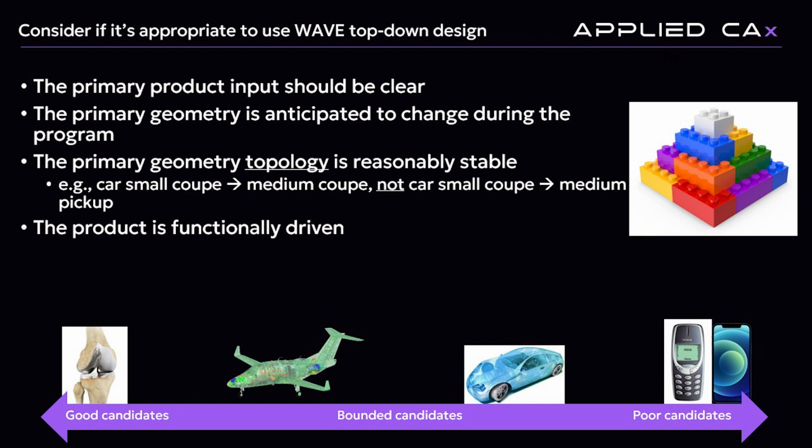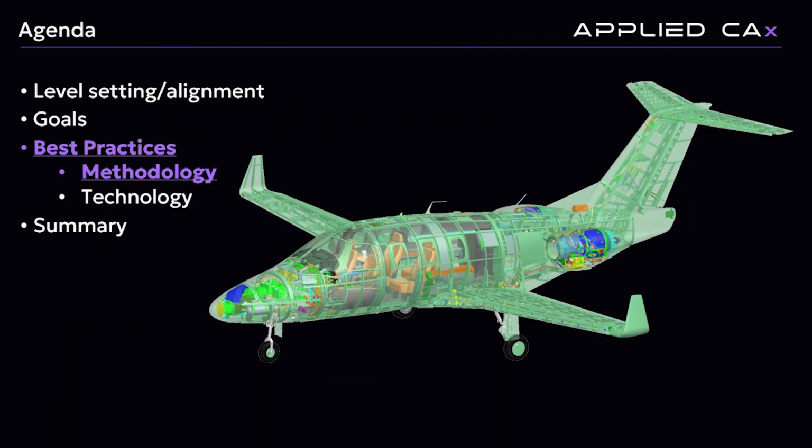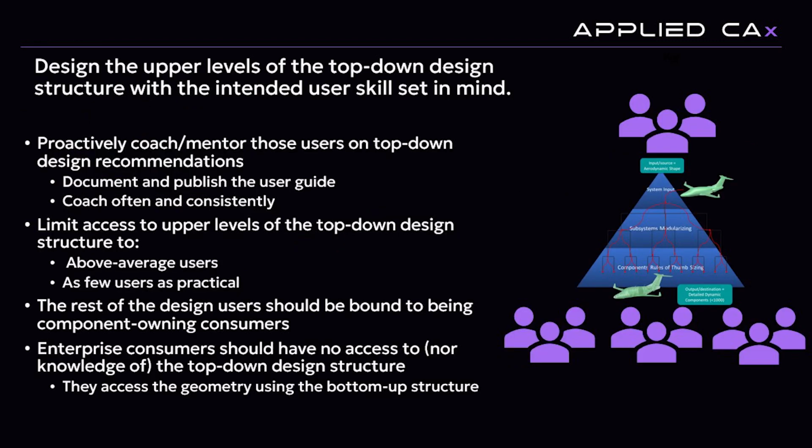So what's a good candidate and maybe a poor candidate. And this isn't always going to be, these are just examples. In some cases, a foam might be a good candidate. But we want to make sure the product is functionally driven and defined. So methodologies, talking about the methods here.